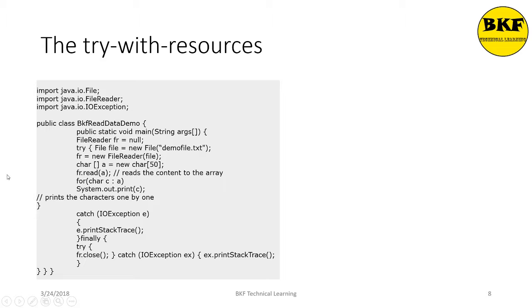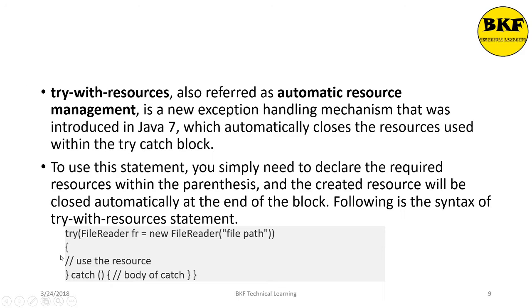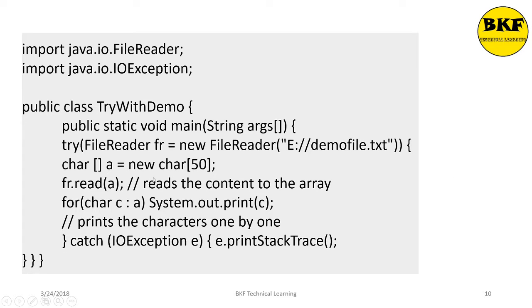So here we have used normal try catch block, and here we are closing the objects. So when we use try with resources, we don't have to do that. So as you can see over here, there's no close statements in the catch or finally block.